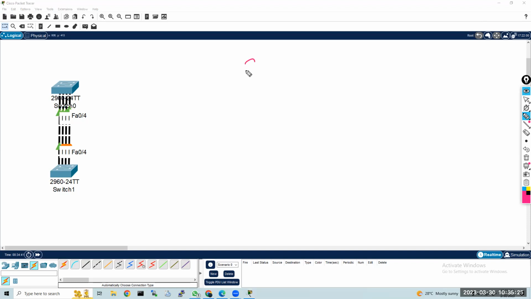Simplex, duplex, half duplex. Yeah, it also contains sending and receiving. Duplex, full duplex. Yeah.